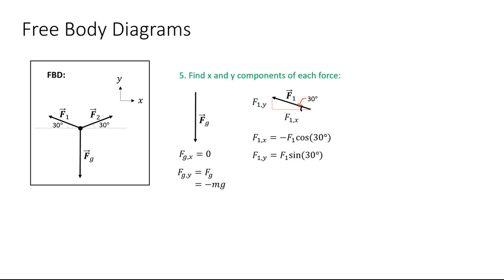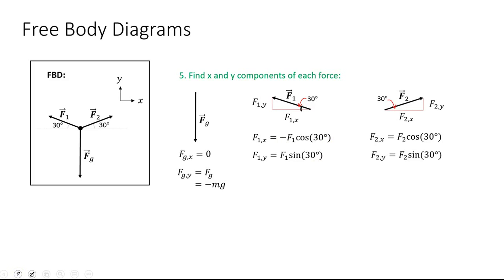Then I can use my trig relations, my SOHCAHTOA relations, to write down that the x component of F1 is going to be minus, because it's mostly pointing left and not right. So that's why I get a minus for the x direction. It'd be minus F1 cosine of 30, and then F1y is pointing up, so it's positive, so I would just get a positive F1 sine of 30 degrees.